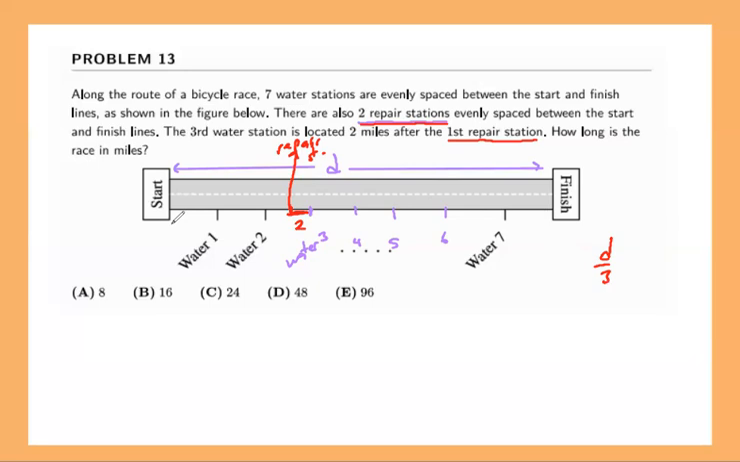The distance between the start line and the first repair station has to be D over 3, because we have only 2 repair stations. If you have 2 repair stations, you are dividing the whole distance into 3 equal pieces, and the first part is going to be D over 3. Let's keep that in mind. This is equal to this piece, which is D over 8, plus this space, which is also D over 8, and then from water station 2 to 3, that's also D over 8. But we know this is 2 miles.